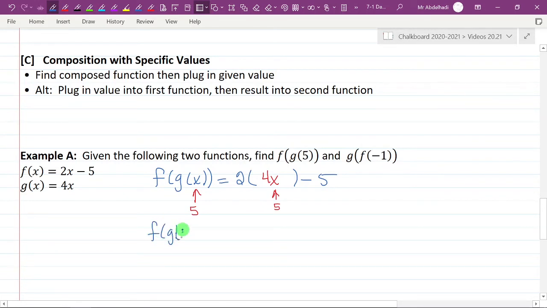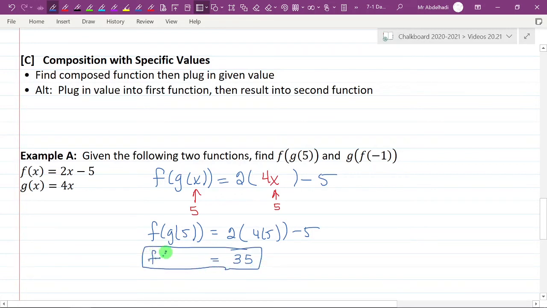So f of g of 5, which is what we're looking for right here, is going to be 2 times 4 times 5 minus 5. And now PEMDAS. 4 times 5 is 20, times 2 is 40, and 40 minus 5 is 35. So that is f of g of 5. Now, what about g of f of negative 1? Well, to find g of f of negative 1, we need to find g of f of x, the function, and then we'll plug in a negative 1 when we're done.